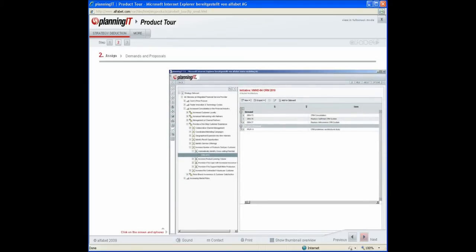Demands and proposals. Once an initiative has been decided on, a demand will be created for defining the target solution and setting up the proposal for evaluation and approval by the Project Review Board.